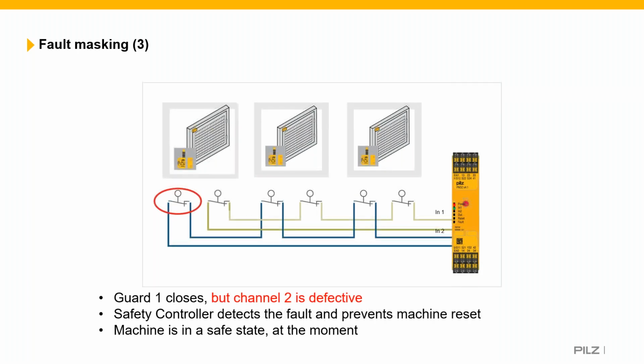If we then close the guard, because of the way the system architecture works, it hasn't seen both channels change state, because we have a defective channel, so a reset is prevented. So the machine is still in a safe state. It won't run, it won't start, because it has detected that fault.